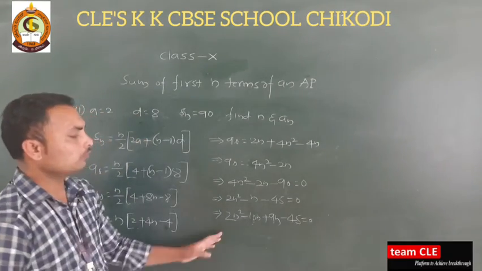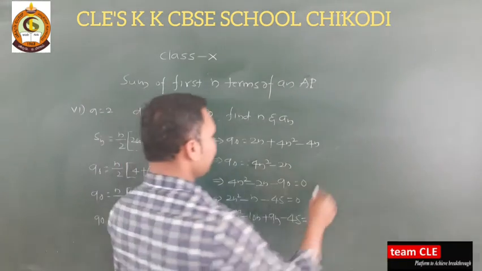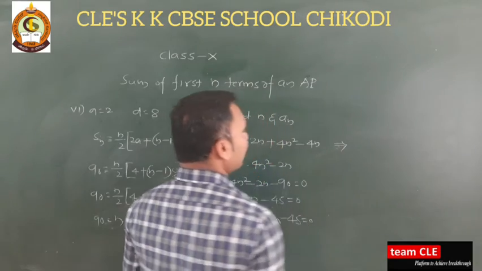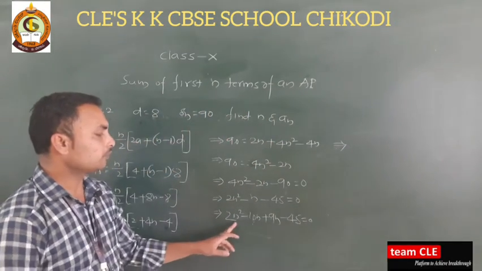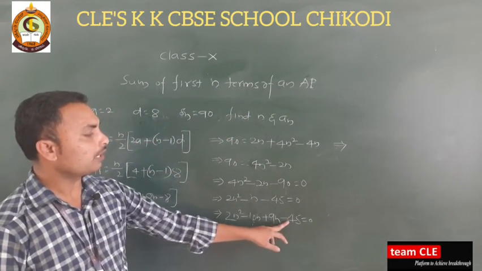Okay. So this we have here. Next, this implies 2n square minus 10n plus 9n minus 45.